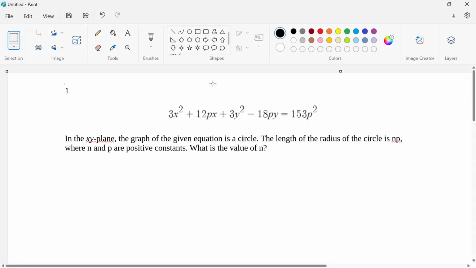This is a digital SAT math question. It says in the XY plane, the graph of the given equation is a circle. The length of the radius of the circle is NP, where N and P are positive constants. What is the value of N? And then it gives this equation.